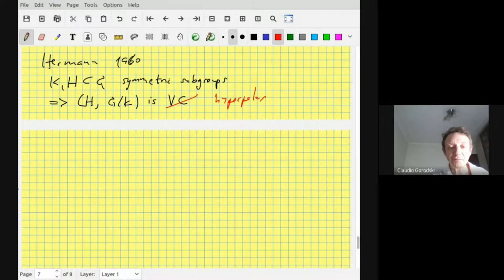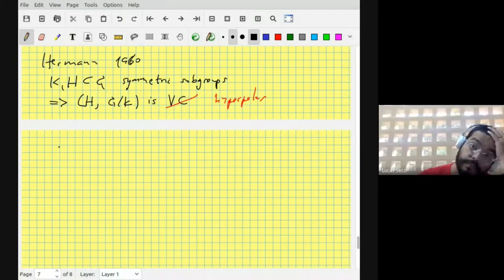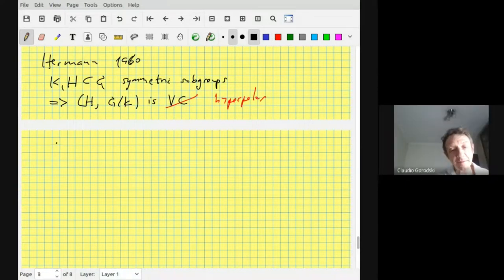And of course, if we take a homogeneity one action, it's hyperpolar. The principal orbits have codimension one, and a normal geodesic will be a section, and it's also flat.